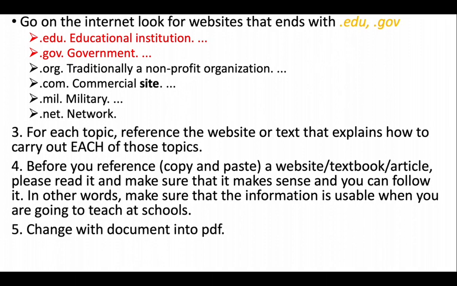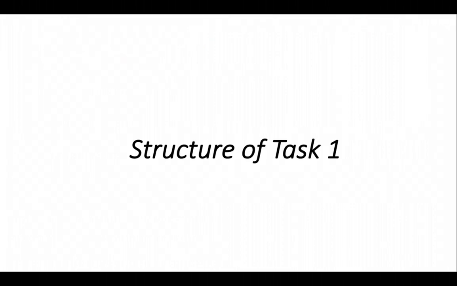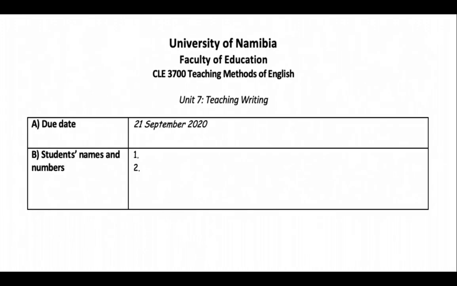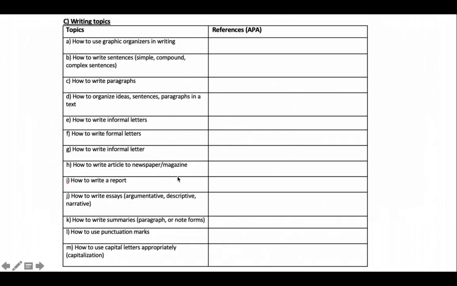As with all the other activities, change the document into PDF and then submit it under the link that you find in Unit 7. I'll have to create those soon. So that's the task. And then how does that structure look? The due date is going to be the 21st of September. You still have enough time. And then the names of the students, next the topics, and then you reference APA.